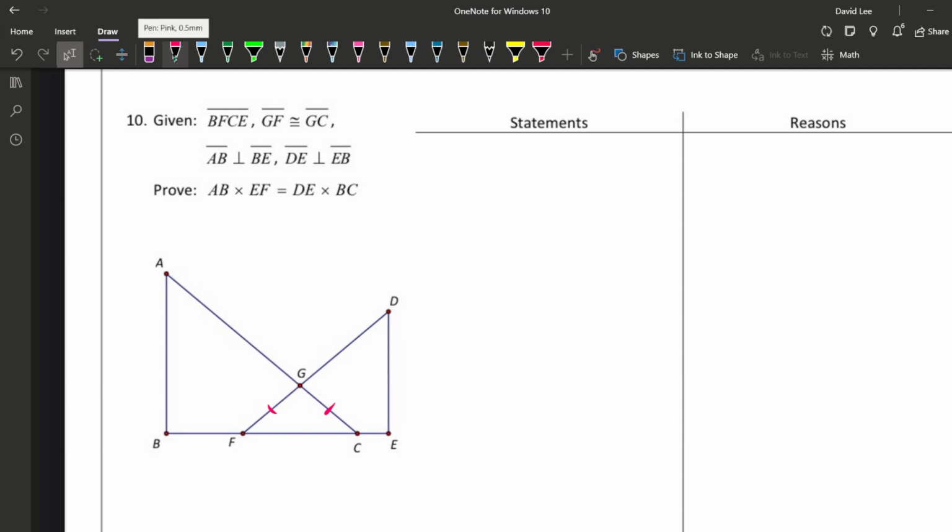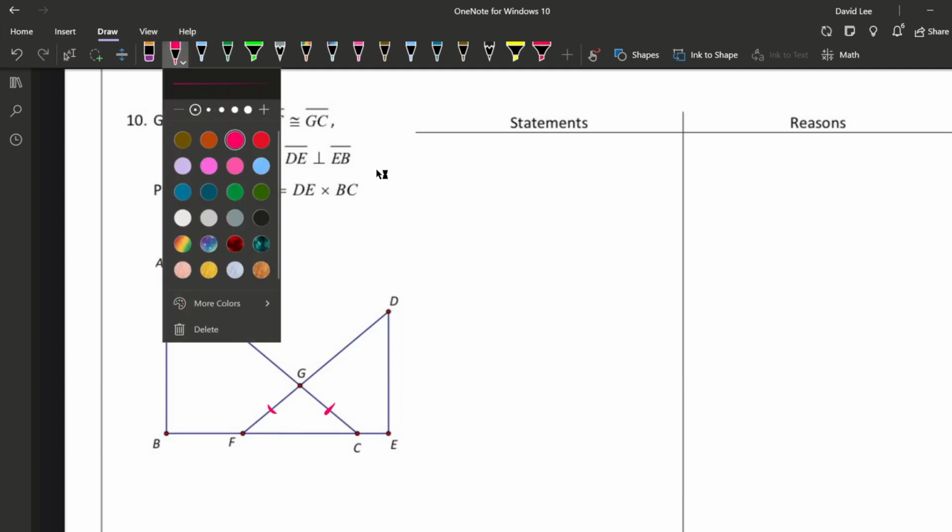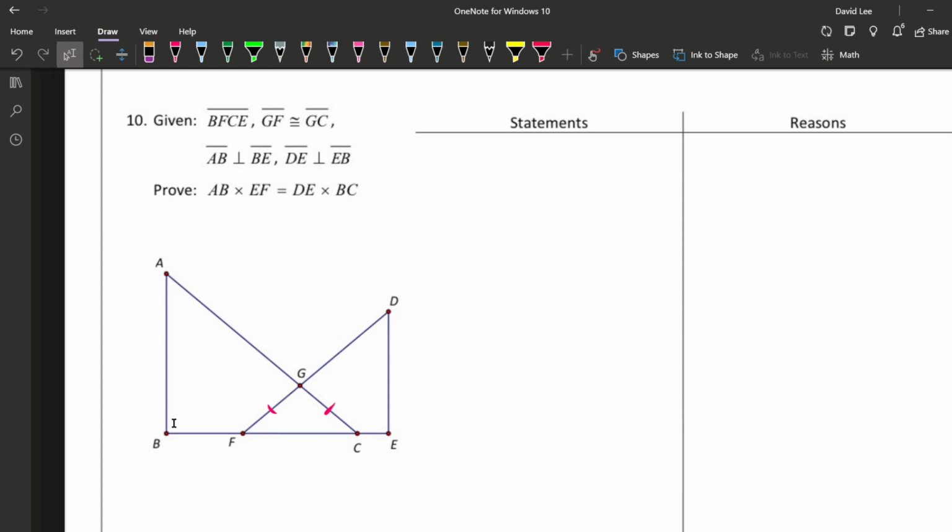And then we have AB is perpendicular to BE, so this is a right angle. And then DE is perpendicular to EB, this is a right angle. Okay, so what I see here already are two triangles inside here. Whenever you see two sides are congruent and you see this mini triangle here, think isosceles theorem. Since these two sides are congruent, the angles opposite must be congruent.